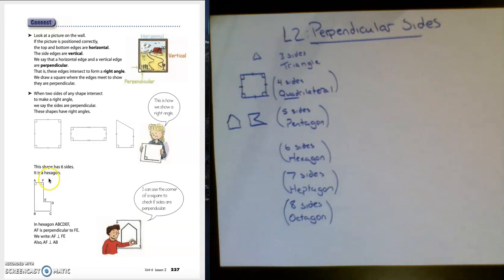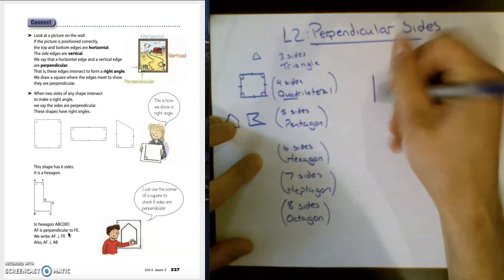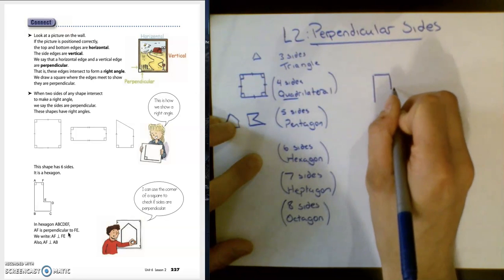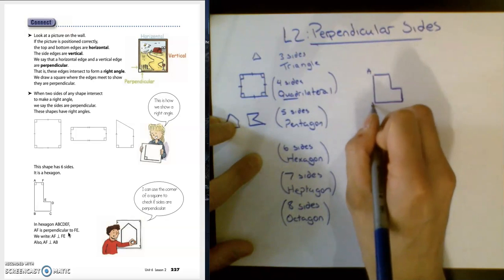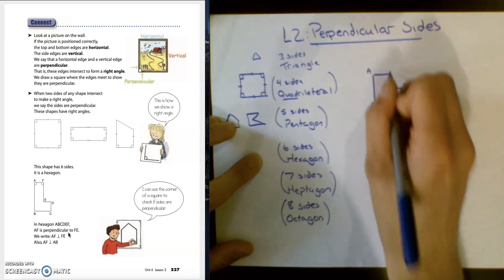So this shape is a hexagon. This hexagon's name is, is it in alphabetical order? Yes, A, B, C, D, E, F, because those are the vertexes, the vertices. And there's a whole bunch of perpendiculars on this one, but they're going to highlight a few. So AF is perpendicular to FE. I'm going to quickly draw this out on my sheet of paper. It looks kind of like a bad boot. It's a little bit the wrong size, but that's okay. A, B, C, D, E, F.